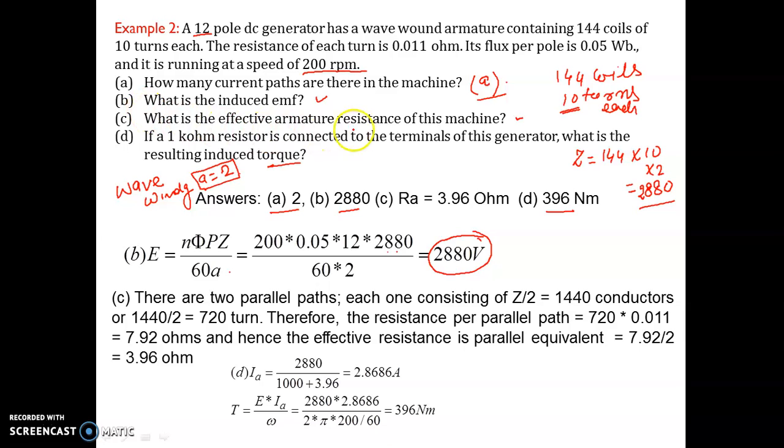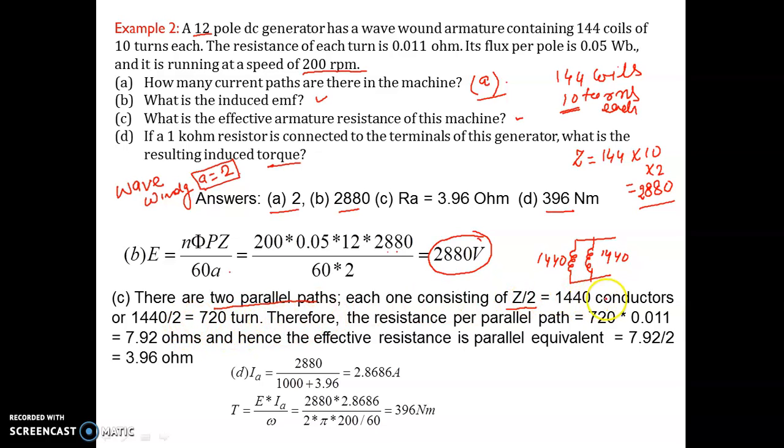Now the next part is what is the effective armature resistance of this machine? You see there are 2 parallel paths because A is 2. Each one contains Z by 2 conductors. We have 2880 conductors, so half the conductors will be in one path and half in the other path. So 1440 conductors will be in one path and 1440 in the other.